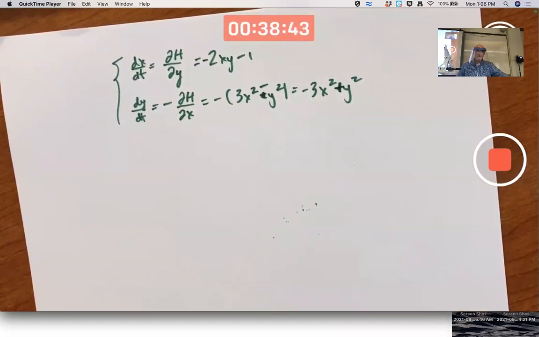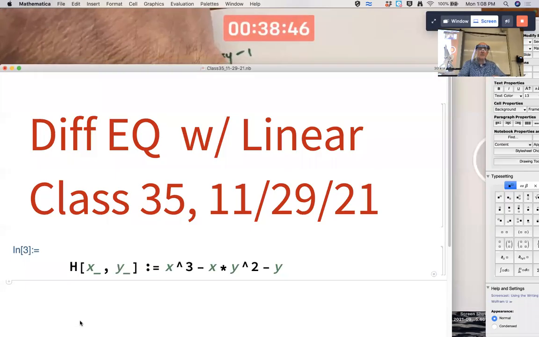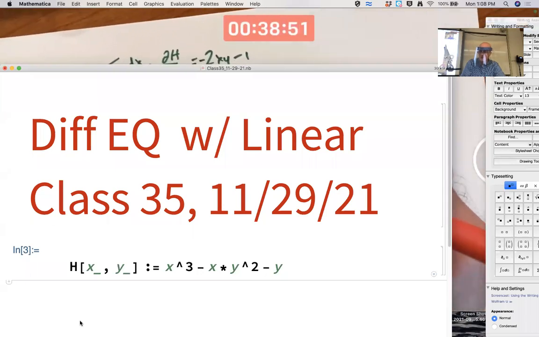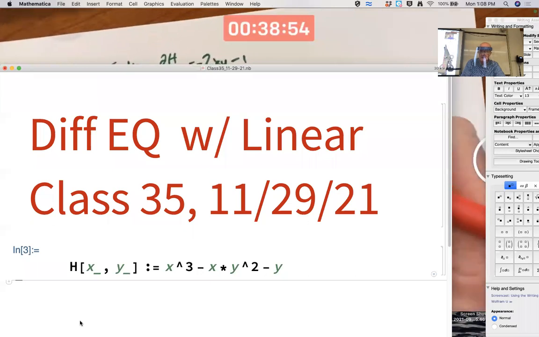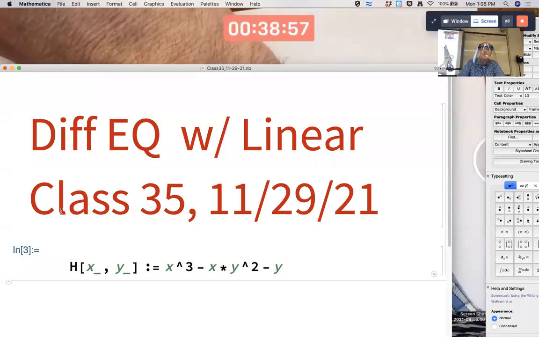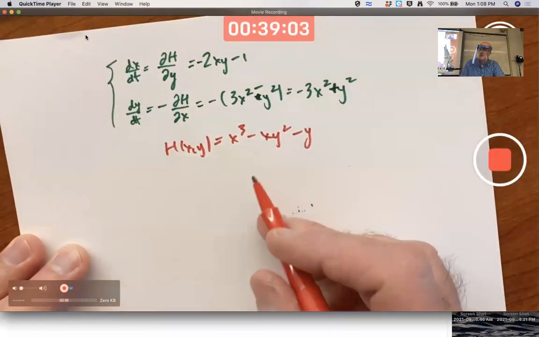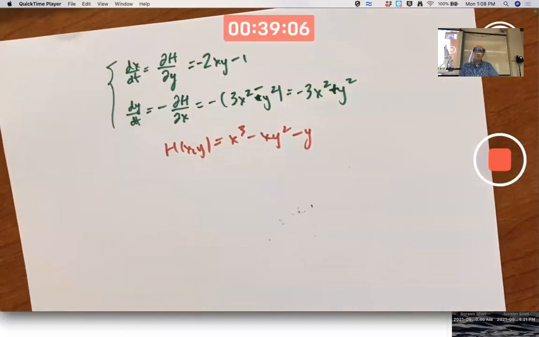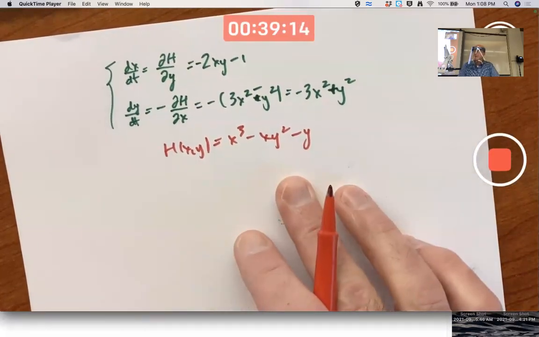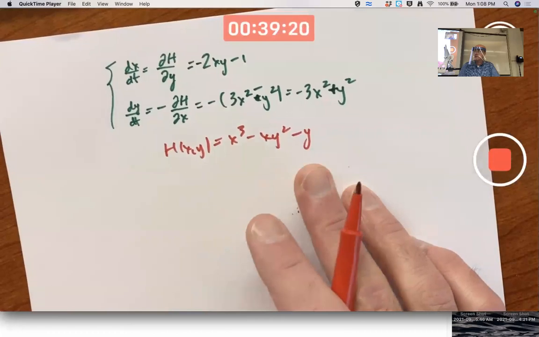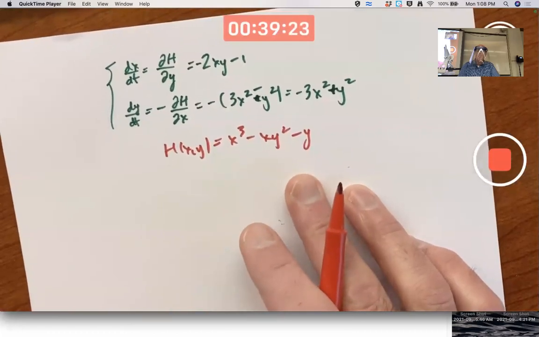If I create what are called level curves of this Hamiltonian function, h of x,y is x cubed minus xy squared minus y. Where'd my cursor go? There it is. There's the h. If I draw graphs of level curves of this, what are level curves? Well, if you've had or are in multivariable calculus right now, you know, it's where this function's constant. Curves in the xy plane where the function takes on constant values. If you haven't had multivariable calculus, I'm telling you what they are now.